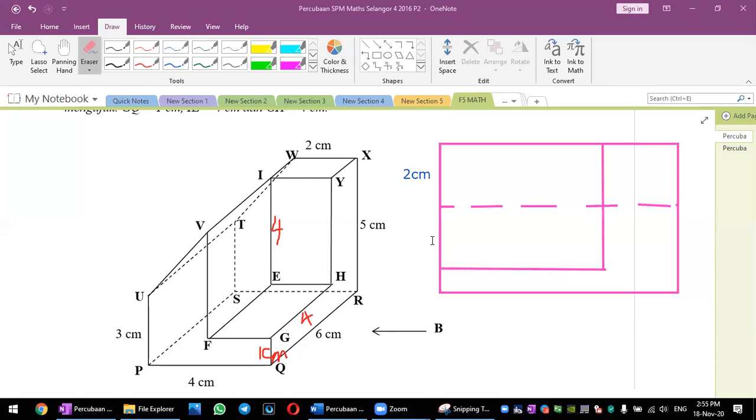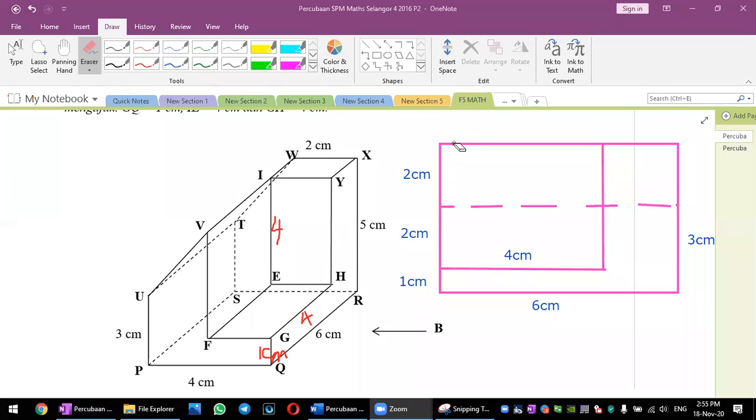Label the alphabet. Okay, since total here is 3 cm kan. So this is 1 cm. I thought 1 cm. So this is 2 cm. Here 2 cm. Then ini GH adalah 4 cm. QR total is 6 cm. Yeah, I think itu saja yang kena label. Then the rest you need to label is the alphabet. Okay, we need to label the alphabet.